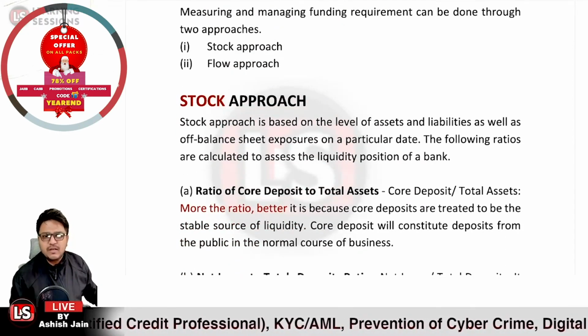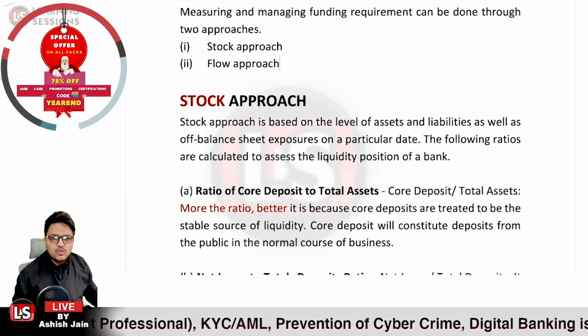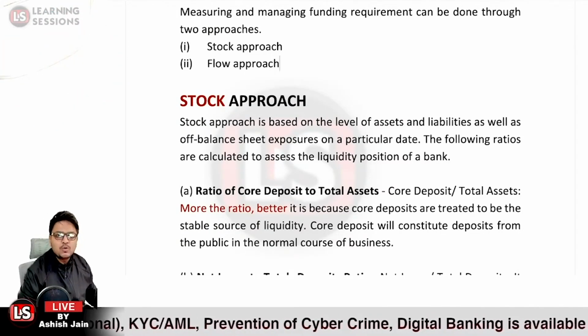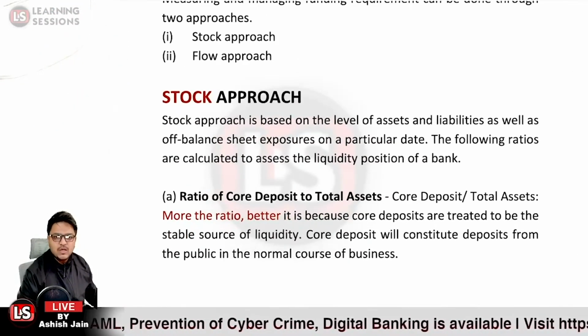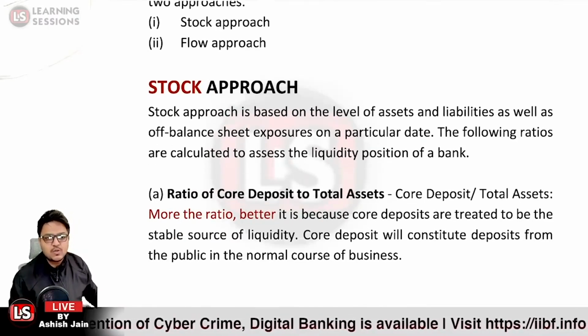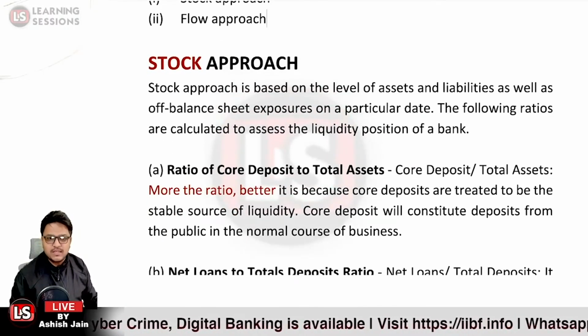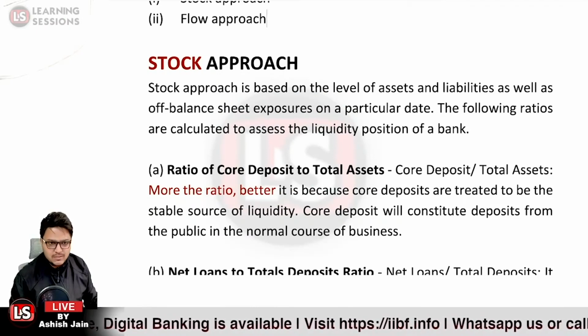The first point is the ratio of core deposits to the total assets. So the core deposits divided by the total assets. Now, what do we mean by core deposits?